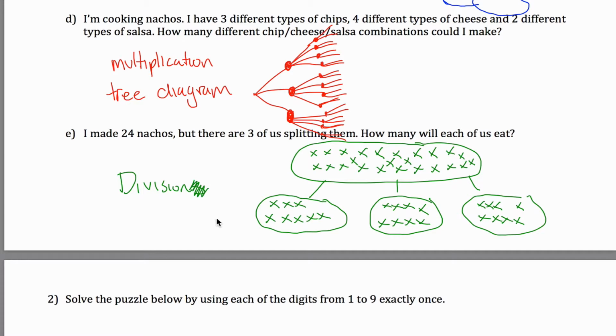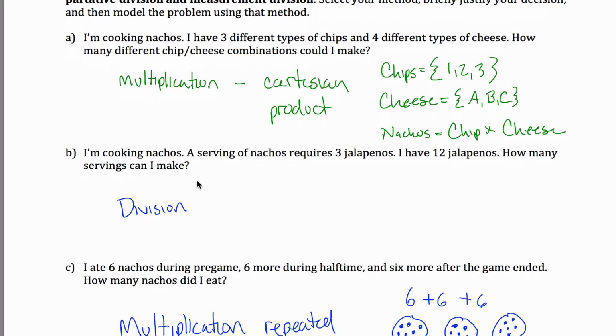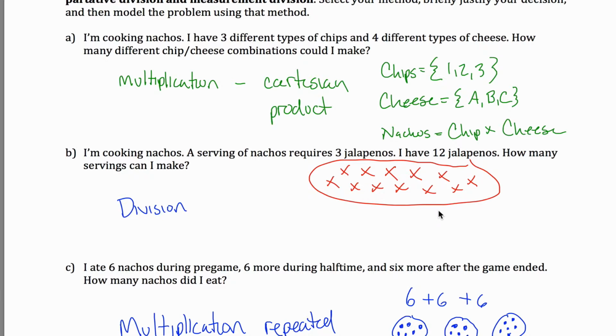I don't know why that says divisions. This would be division, and specifically it would be partitive division. Whereas up here is similar. This time instead of having 24, I have 12, which is nice because I didn't want to draw 24 of something again. I have these 12 jalapenos. 1, 2, 3, 4, 5, 6, 7, 8, 9, 10, 11, 12.